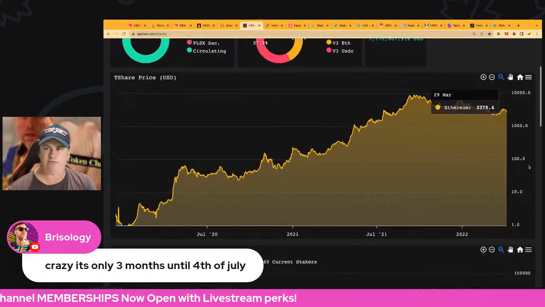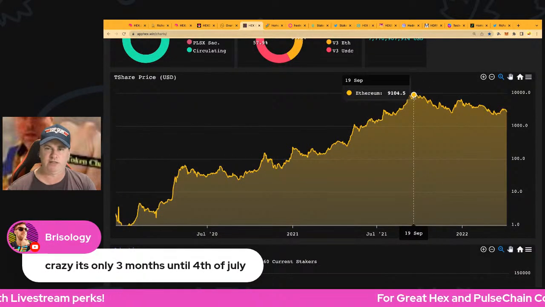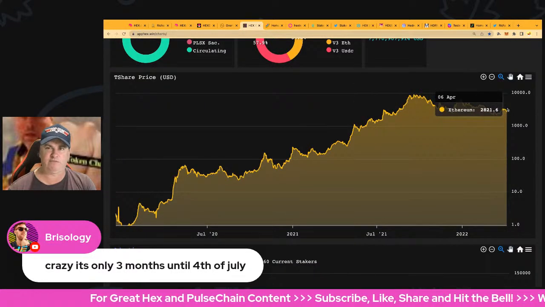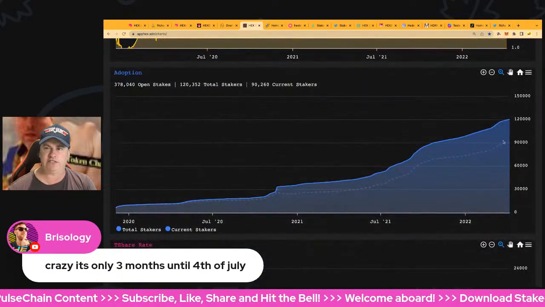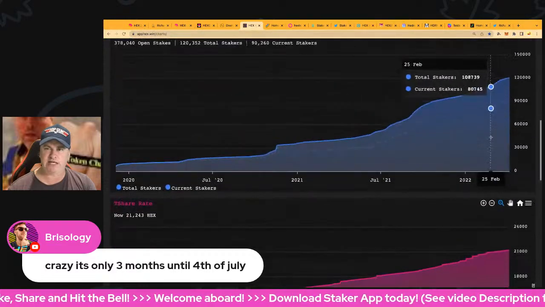So at the moment, of course, you can pick up T-shares for quite a reasonable price compared to the all-time high, where it was about $9,200, $9,300. And now you can pick up a T-share for $2,800. So very, very cool to pick them up now. The other thing, of course, is that the adoption is going up and to the right, and will supercharge when Pulsechain happens. This is all the stakers at the moment.